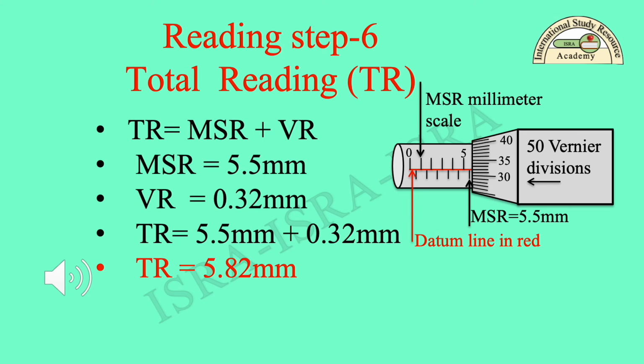Reading Step 6. Total reading can be written as TR. TR is equal to MSR plus VR. MSR is equal to 5.5 mm as shown from this diagram. VR is equal to 0.32 mm. Therefore, total reading TR is equal to 5.5 mm plus 0.32 mm, or total reading TR is equal to 5.82 mm.